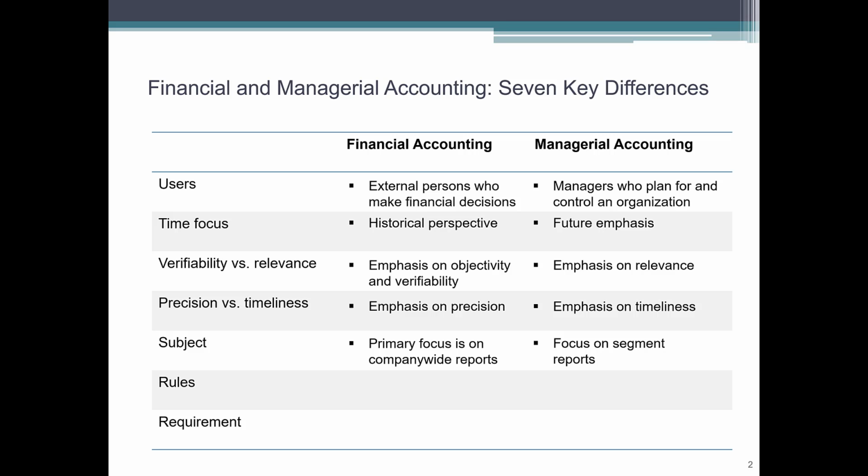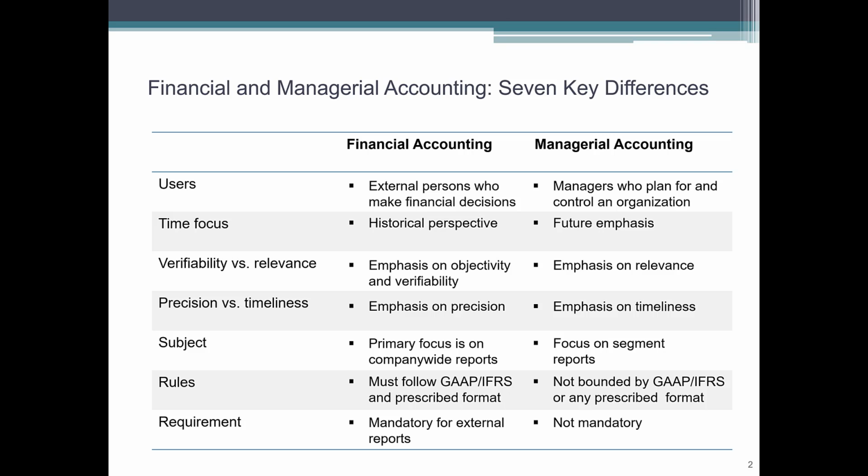Rules. Financial accounting must follow GAAP, IFRS, and prescribed formats. IFRS are international standards, but managerial accounting is not bound by GAAP or IFRS. Requirement. Financial accounting is mandatory. The SEC requires public corporations to file quarterly and annual reports, but managerial accounting is not mandatory.